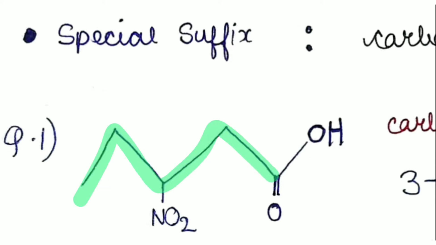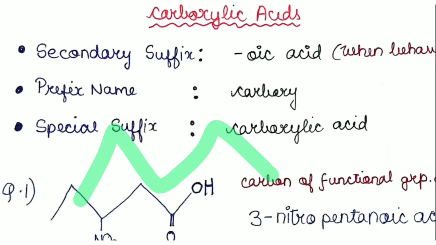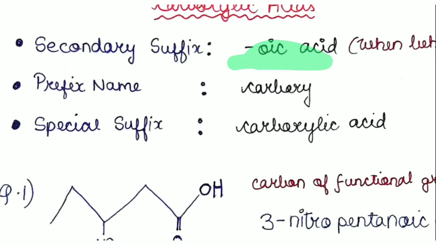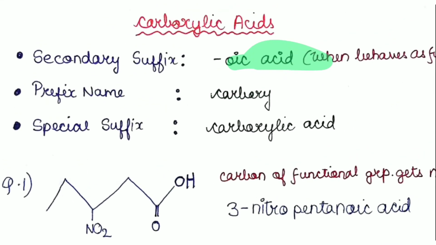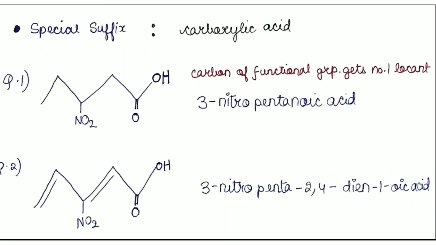3-nitropentanoic acid. Here we are using oic acid because it's the secondary suffix, which we have to use because oic acid is used when the carboxylic acid is the functional group. So the name comes out to be 3-nitropentanoic acid. Let's see the other question, guys.